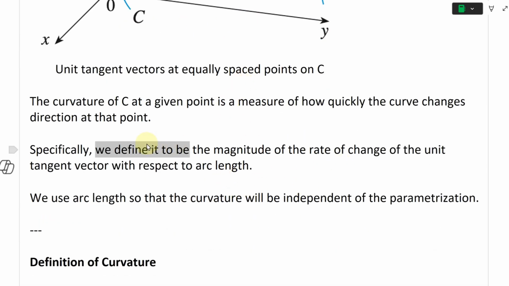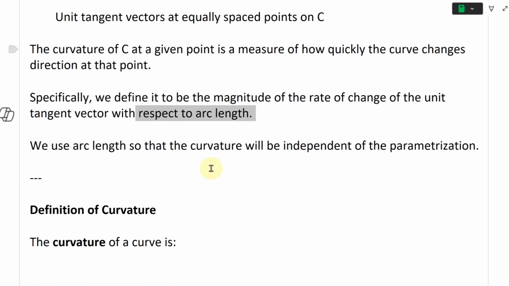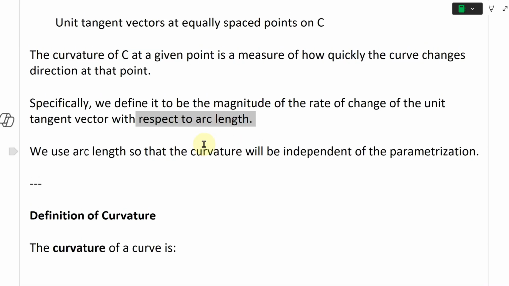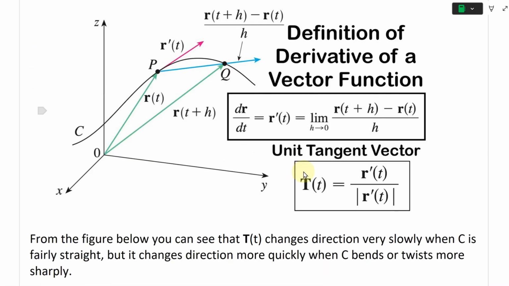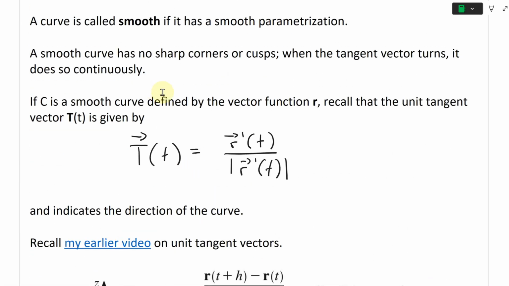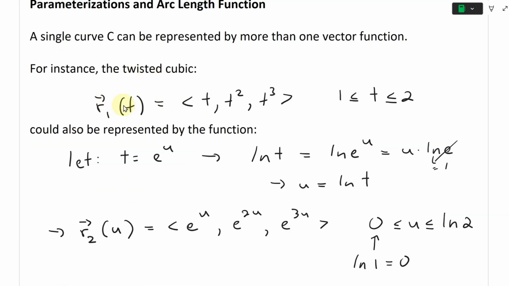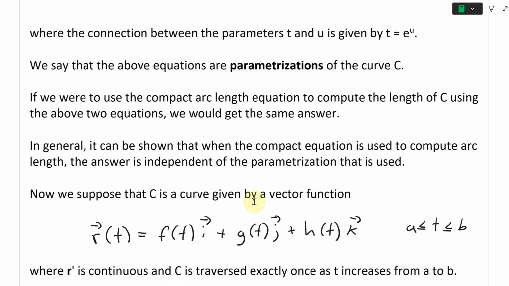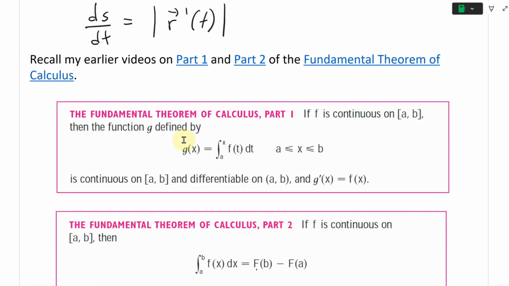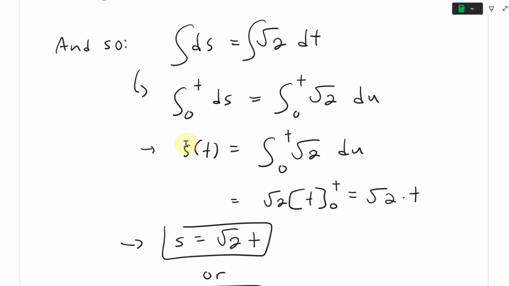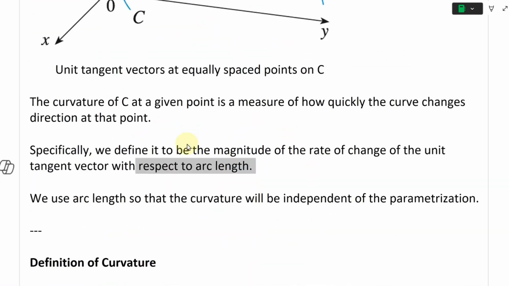And we're also going to define it to be the magnitude of the rate of change of the unit tangent vector with respect to the arc length. The reason we use arc length is so that the curvature will be independent of the parameterization being used. Because you could use many different parameters for that curve, as I showed here, you can have the twisted cubic written in t. You could change a variable and so on, but the arc length is going to be the same regardless of which parameterization. So we're going to define curvature based on the arc length. That's going to be very interesting.